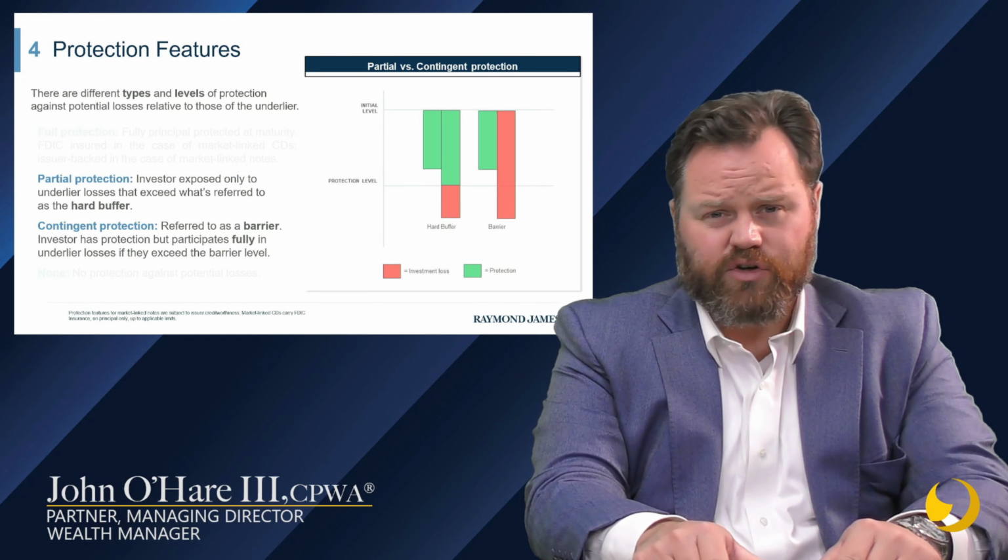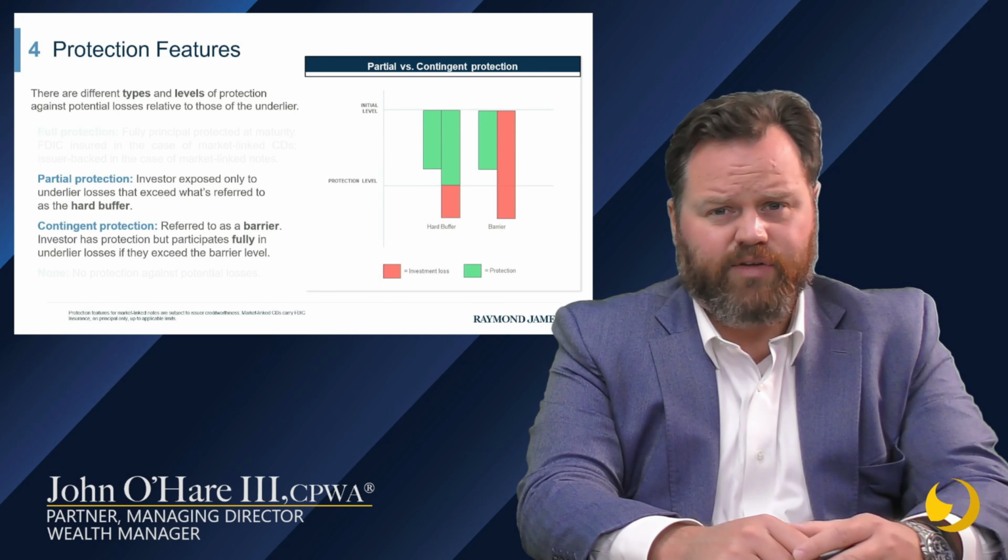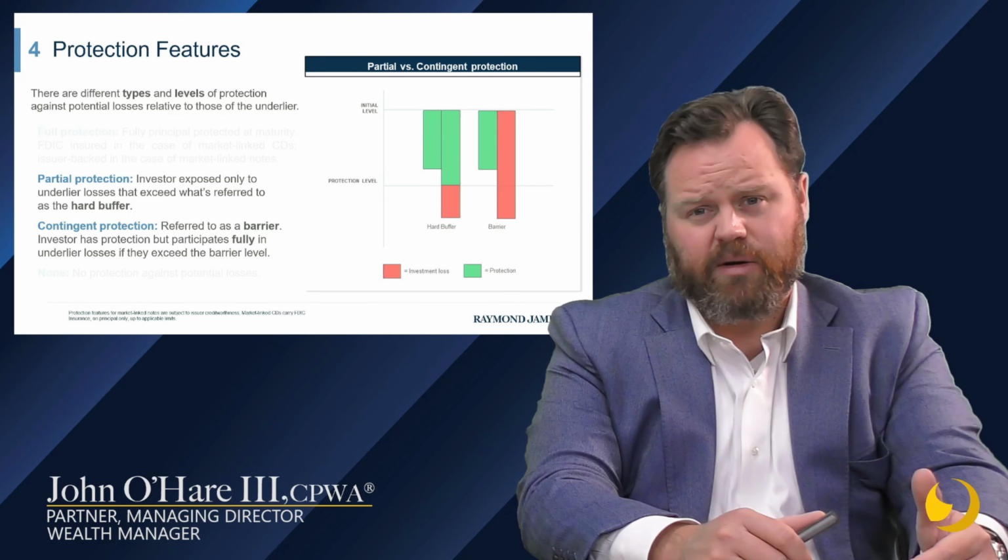There's also another version called a barrier. A barrier works a little bit different. Barriers typically have deeper numbers. So although it's not perfect, oftentimes if a buffer was going to be 20%, a barrier would be something like 30%. But in this case, if the market goes down less than 30%, we'll use that as the example this time. Just like in that graph, that green, we don't lose anything. We get all of our money back.